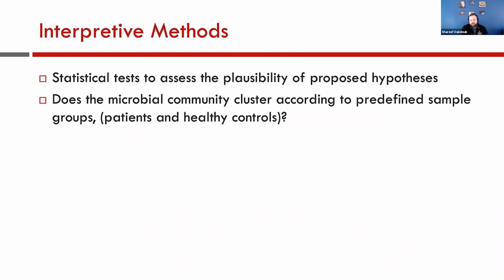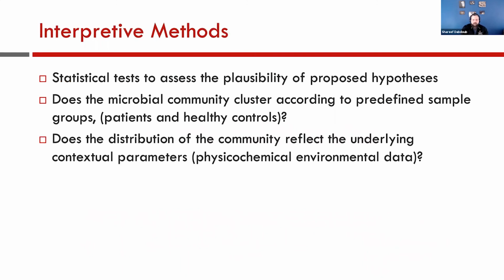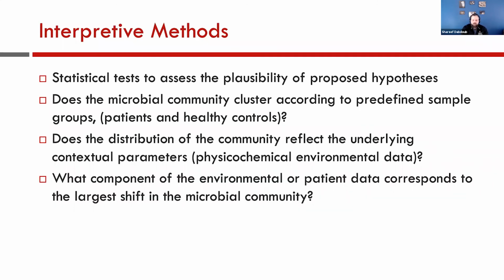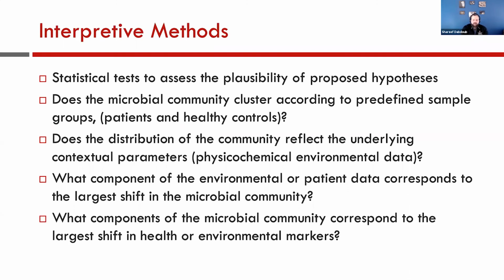So some of these kinds of questions: does the microbial community cluster according to predefined sample groups? Does the distribution of the community reflect underlying parameters? So chemical parameters, environmental data, these sorts of things. What component of the environmental data or patient data corresponds to the largest shift in the microbial community? These are all the kinds of questions we can ask with these sorts of methods.